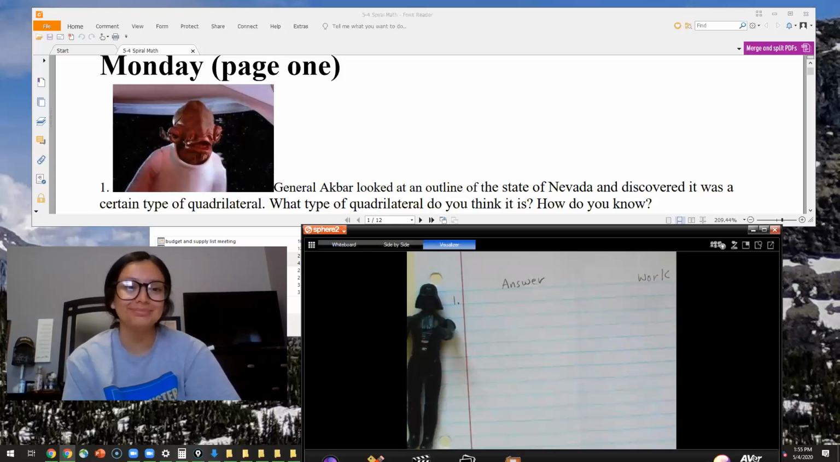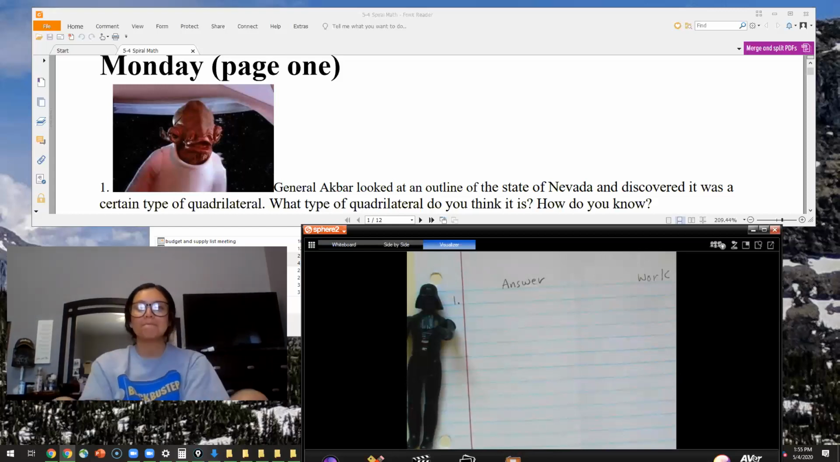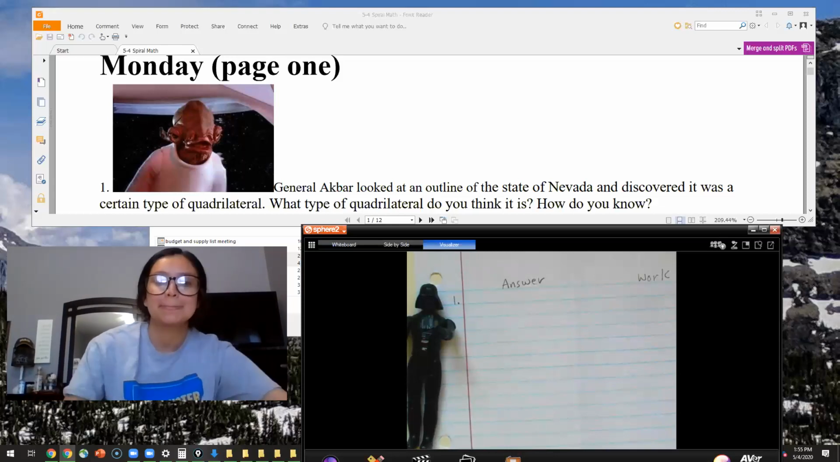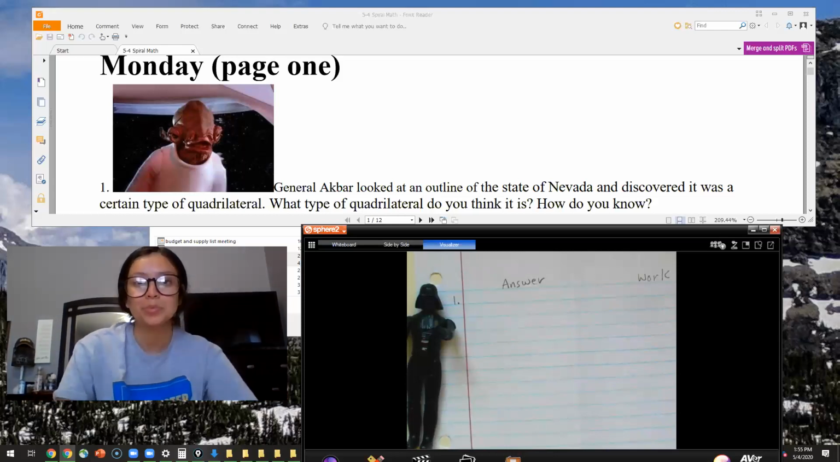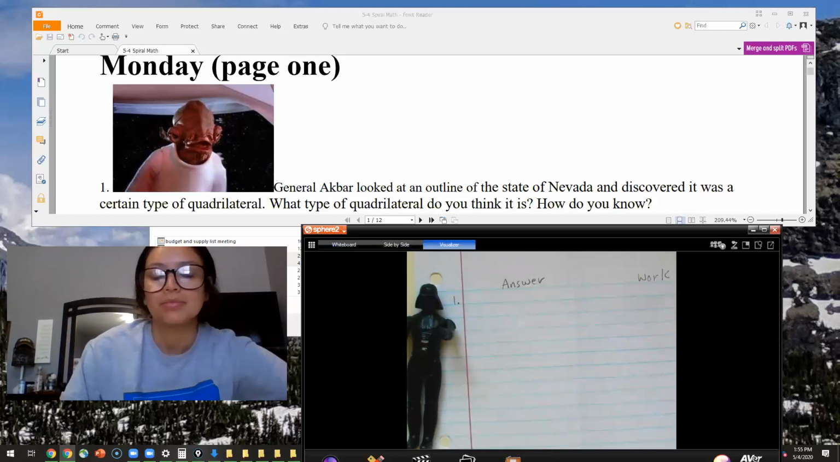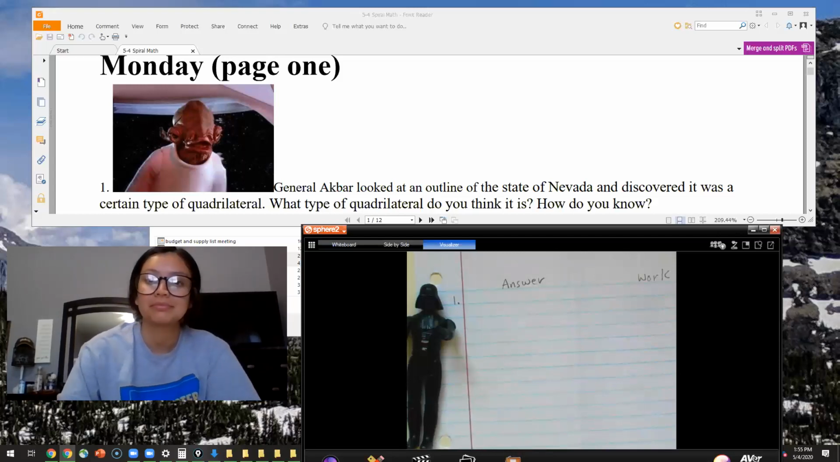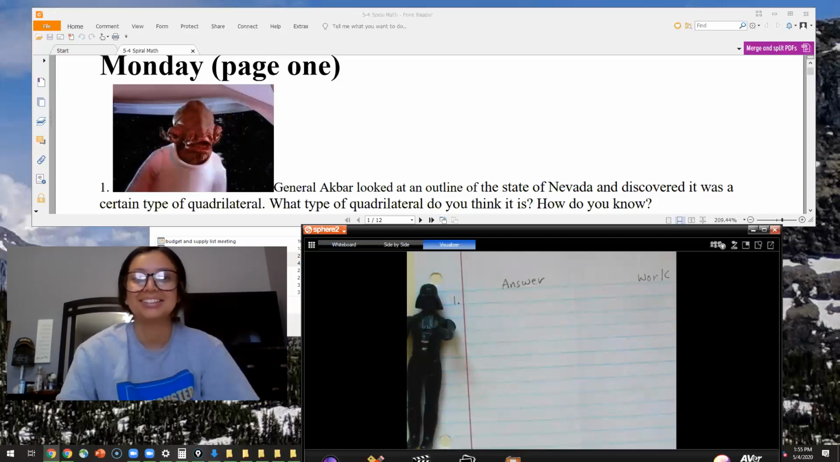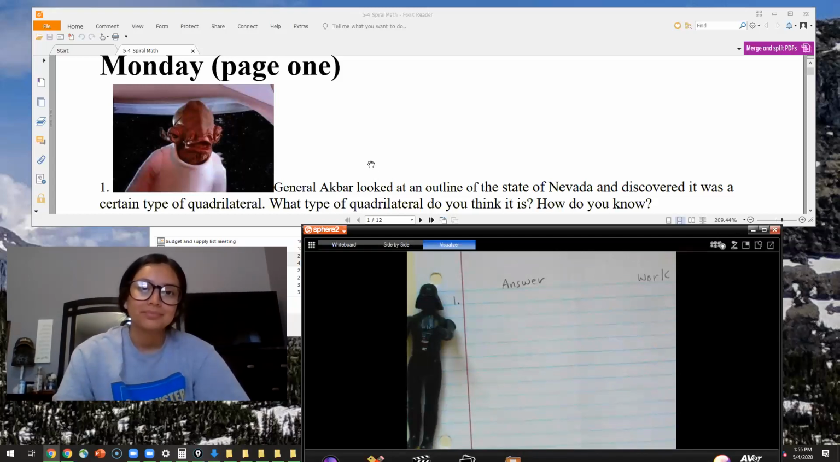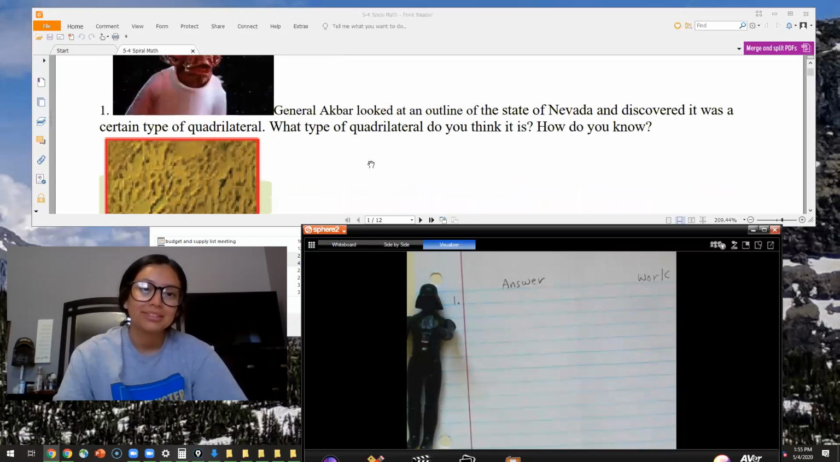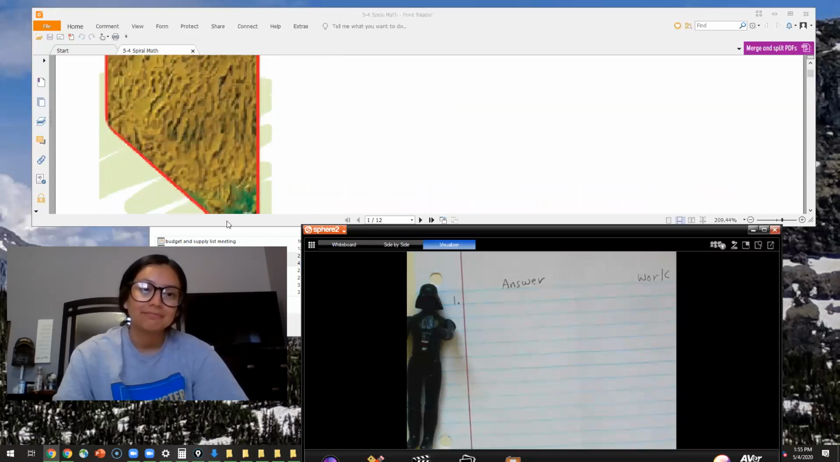So General Akbar, which I guess apparently Arjun told me is supposed to be Admiral Akbar, so whoops. Admiral Akbar looked at an outline in the state of Nevada and discovered it was a certain type of quadrilateral. So what type of quadrilateral do you think it is? Oh, I think Admiral Akbar was onto something. It was a trapezoid, boys and girls.